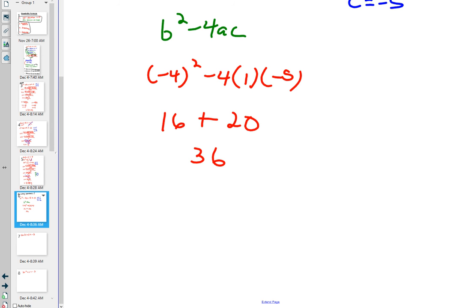Somebody this morning goes, oh, well, wait, Mr. Romero. Yeah, that's positive. So that means I'm going to have 2 real solutions. But then they're like, oh, but Mr., what's the other solution, though? 36 is not a solution. I haven't solved that. I didn't plug this into the full formula. I only plugged it into the discriminant because I wanted to see if it was positive or not.